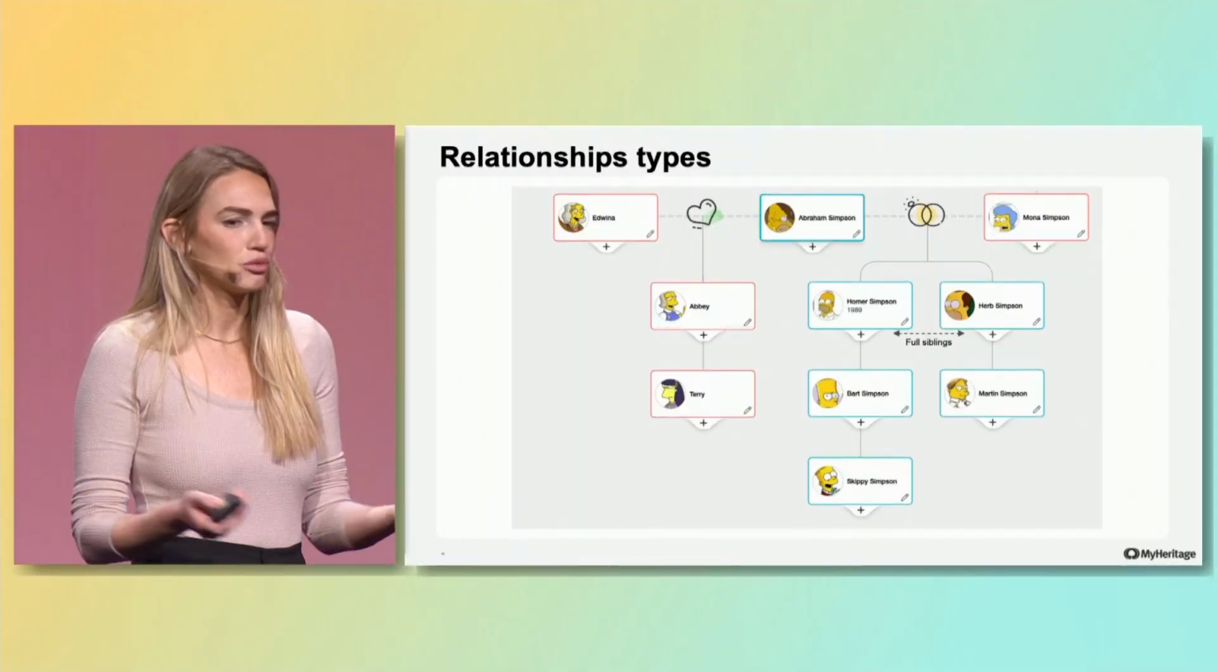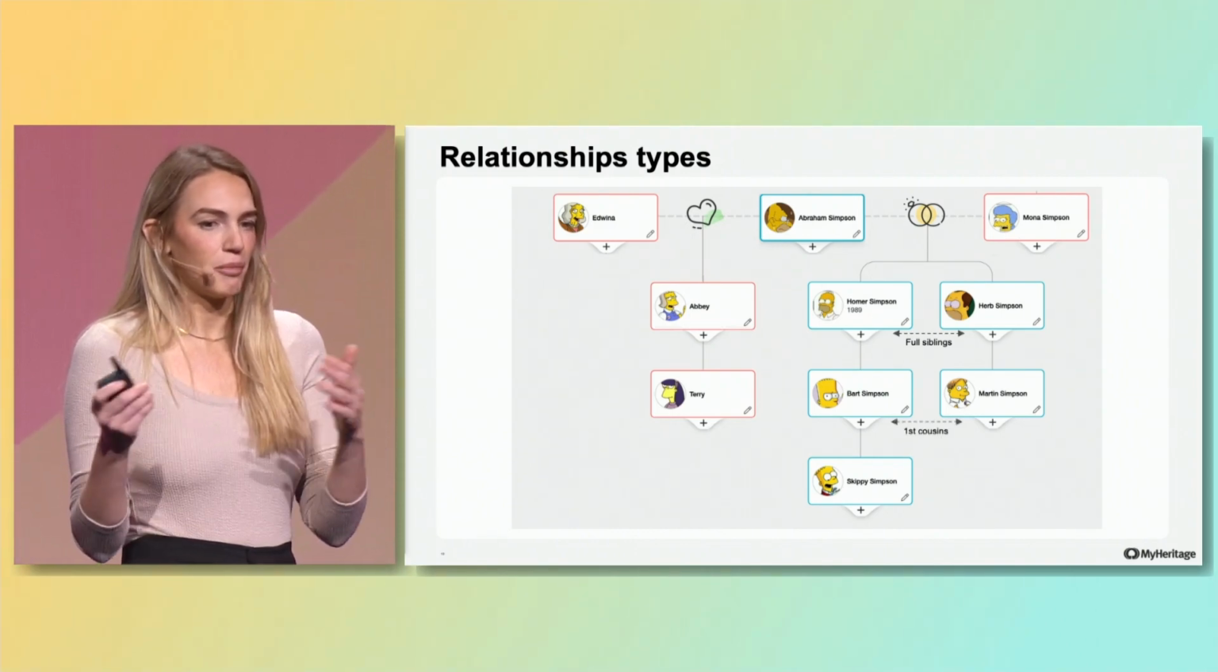Then he came back and he met Mona. Abe and Mona got married and had children. They had 2 children, Homer and Herb. Now, it's simple as that. Homer and Herb are full siblings because they share 2 ancestors, 2 parents.